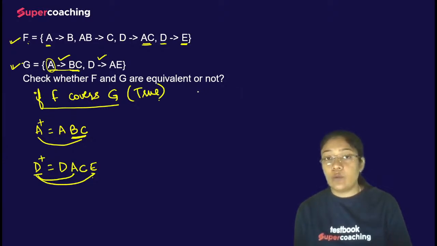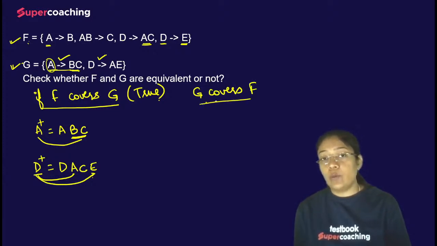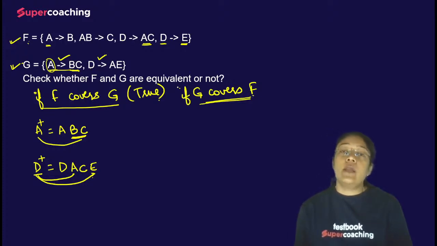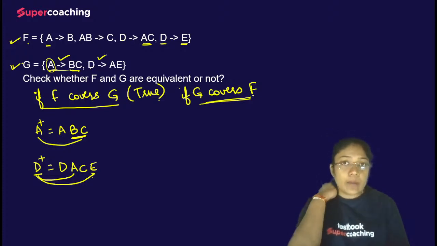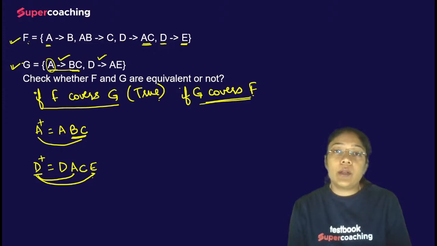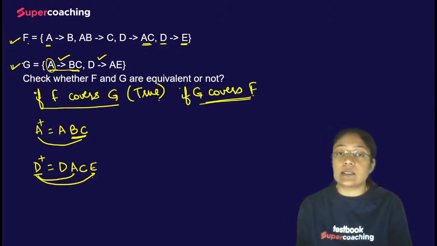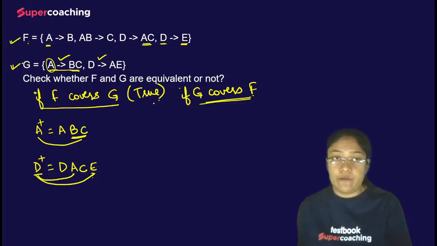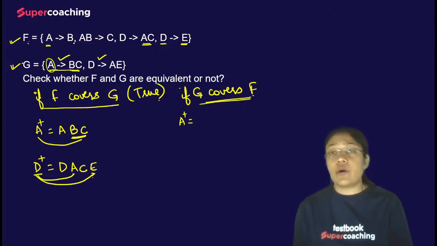Similarly, we'll check for the second one, that is if G covers F or not. Are you getting what I'm doing? So if G covers F, basically where will this be needed? When we are going for the decomposition or we are getting the minimal cover. So many times a question comes on minimal cover, and sometimes people get confused whether it's equivalent or not. So this is the way how you can verify your answers. G covers F, that means every functional dependency of F should be covered or should be logically implied in the set G. So the first one is A. I'll find out A closure here. We need to check for A determines B.